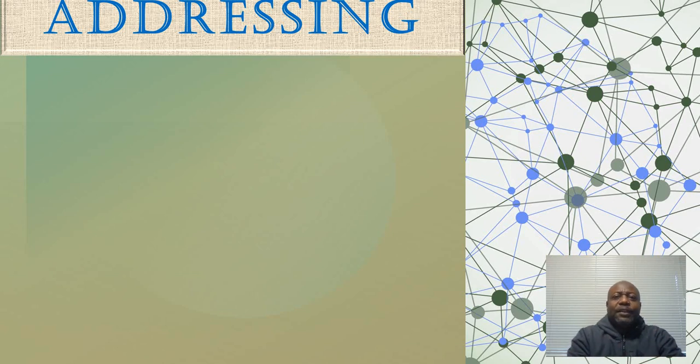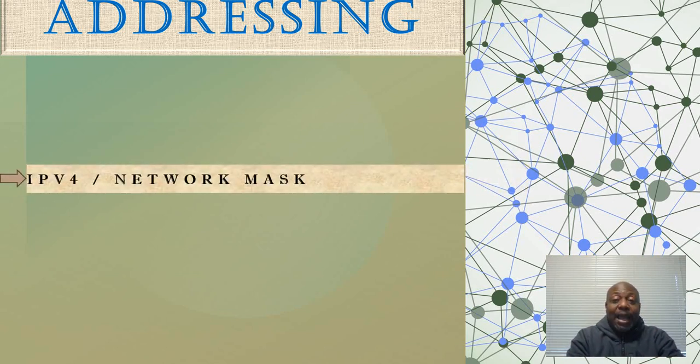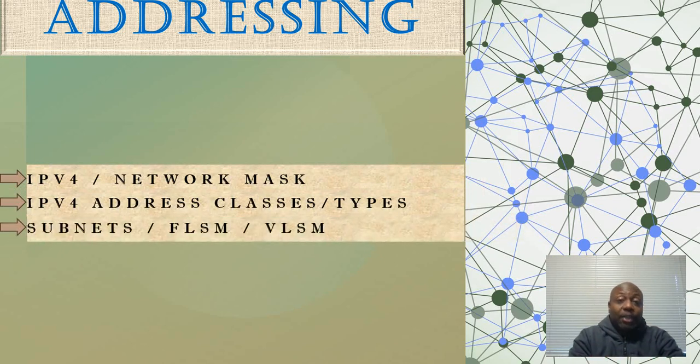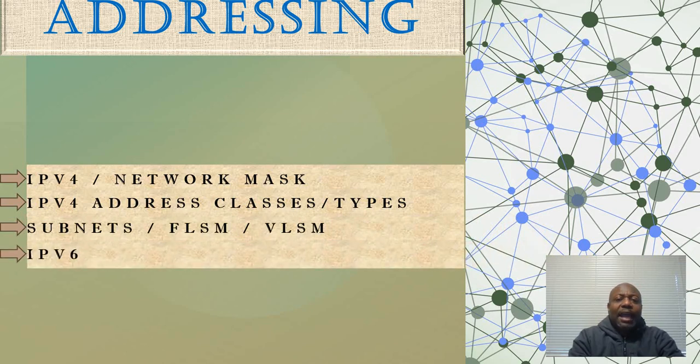In this particular video, we're going to talk about the network mask on IPv4, the address classes and address types. We're going to talk about subnetting, the fixed length subnet mask and the variable length subnet mask. And we'll conclude with IPv6.